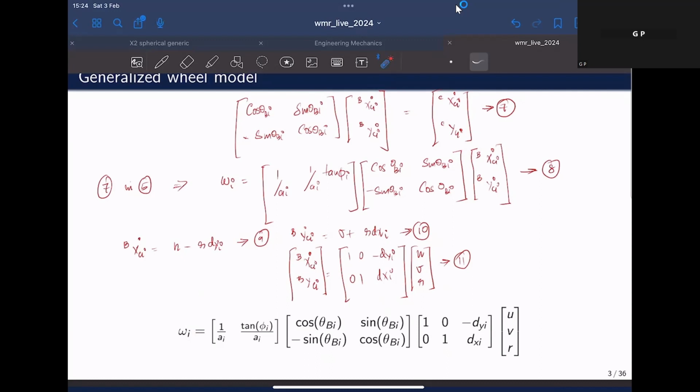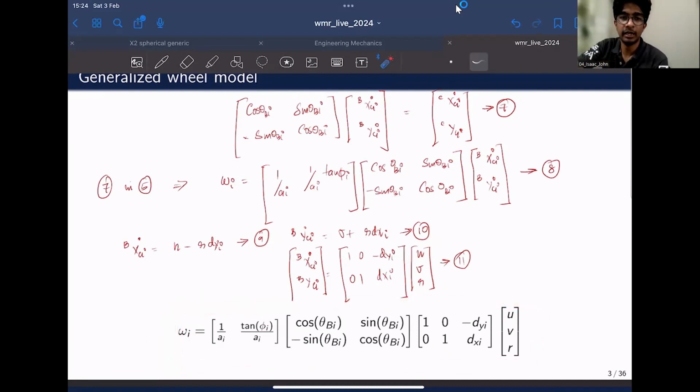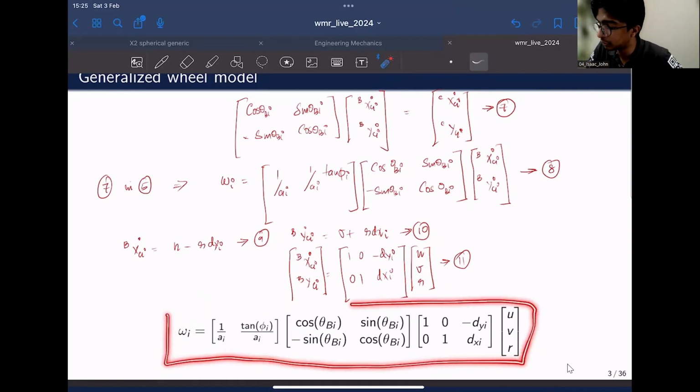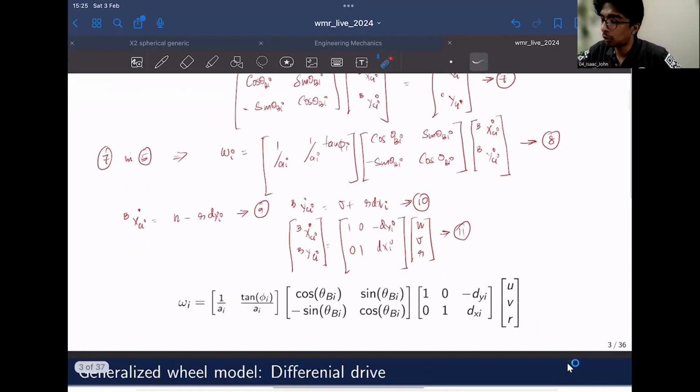So this is nothing but the generalized wheel model, and depending on the kind of wheel, whether it is steerable, whether it is fixed, whether it has passive rollers, and also the location of the wheel, the parameters within this generalized wheel model basically change. So this is also an advantage of having a generalized wheel model. Depending on the kind of wheel that you have, you can adapt this generalized wheel model so that it will suit your purpose, right? So we'll go on with a few examples.